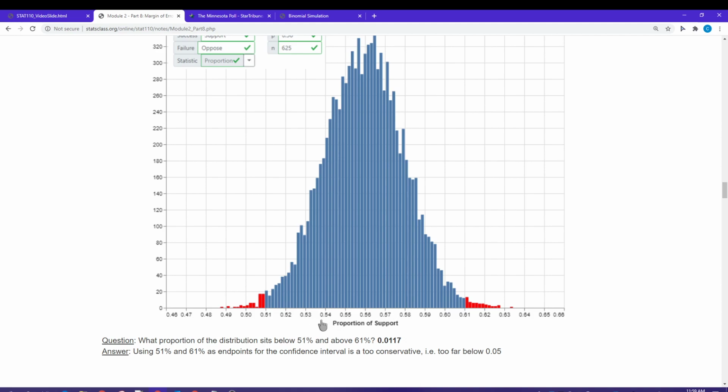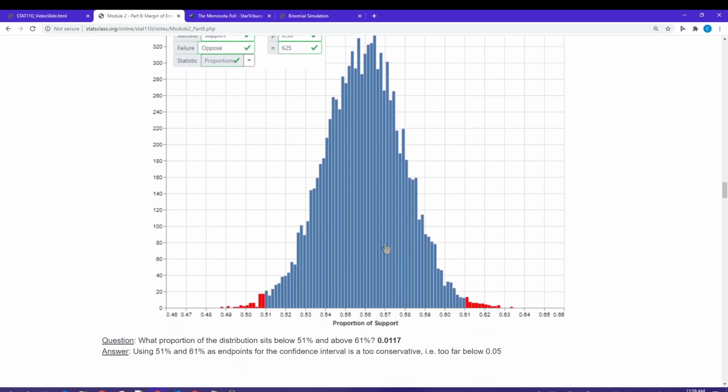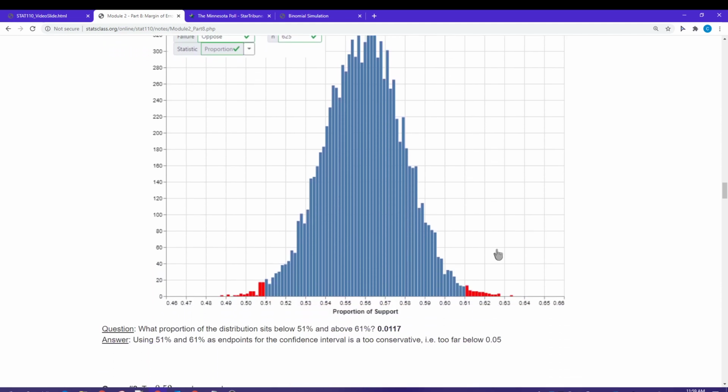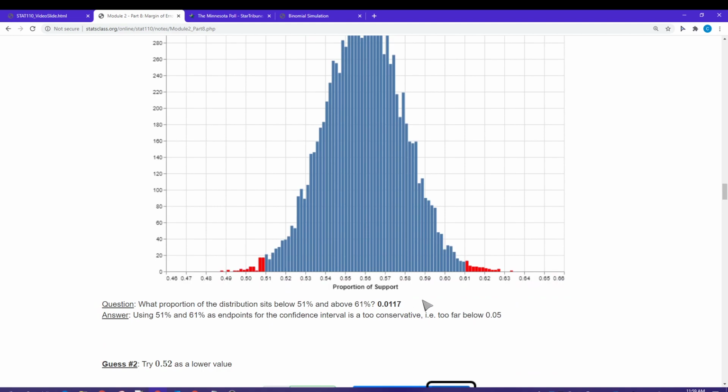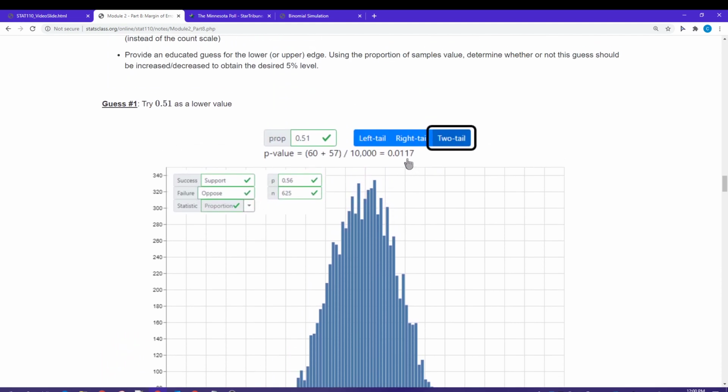So I'm going to use the term margin of error and confidence interval interchangeably, because once I have one, I can get the other. So when I put a lower endpoint of 0.51 in the box here, you can see that I am truncating about 1% of the distribution. The area in red here is what is being truncated off the distribution. And that is about 1.2%.